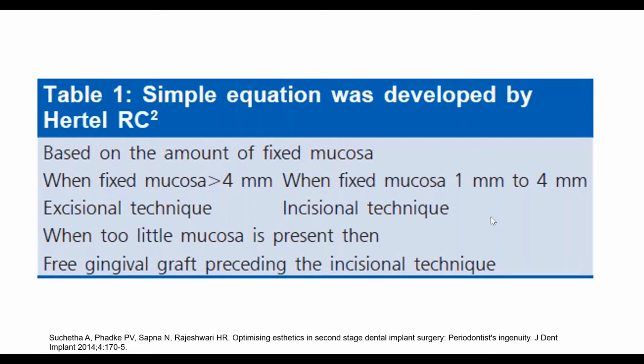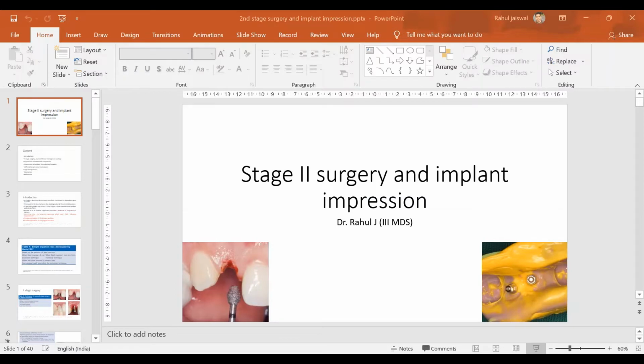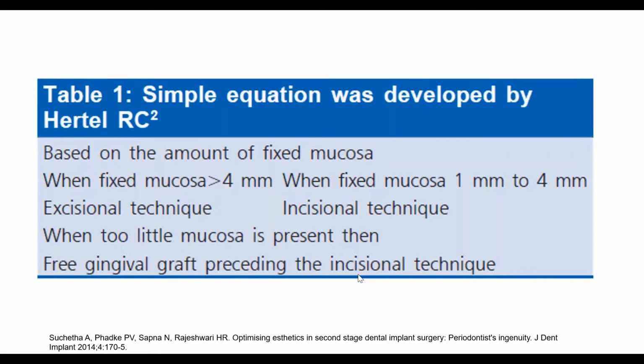When the mucosal thickness is more than 4 mm, we should always go for the excisional technique, as there is an adequate amount of fixed mucosa. Whereas when the fixed mucosal thickness is less than 4 mm, the incisional technique is followed. When the mucosa thickness is too little, a free gingival graft is carried out first, followed by second stage surgery.